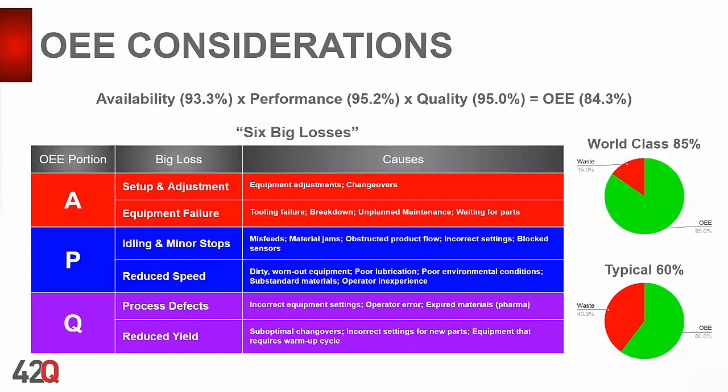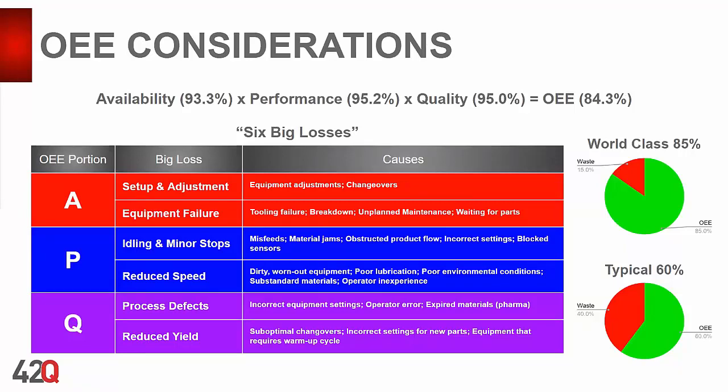So if we look at the top here, our availability of 93.3%, if we multiply that by our performance of 95.2%, and then multiply that by our quality of 95%, that's going to give us an OEE of 84.3. So 84.3 is a very good OEE. The world-class, your top numbers that you're going to see for OEE are around 85%. So everything's running very well. Typically, what you're going to see is 60% OEE.